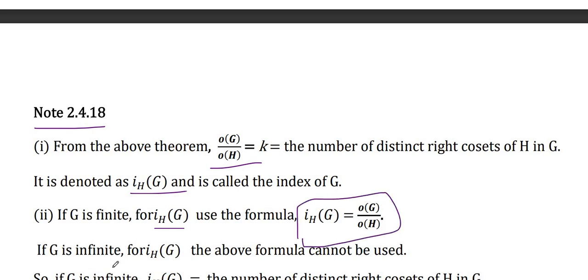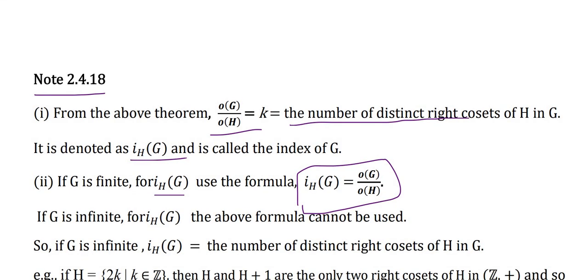So if G is finite, you have this formula for the index of H in G. But if G is infinite, then you just state the number of distinct right cosets of H in G. The formula can be used when G is finite, and if G is infinite, this formula cannot be used. You have to use the definition in words, the number of distinct right cosets of H in G. All these discussions we have made with the help of right cosets. Remember, the same thing can be done with left cosets also.